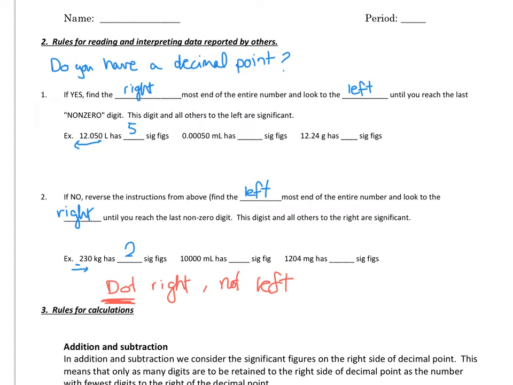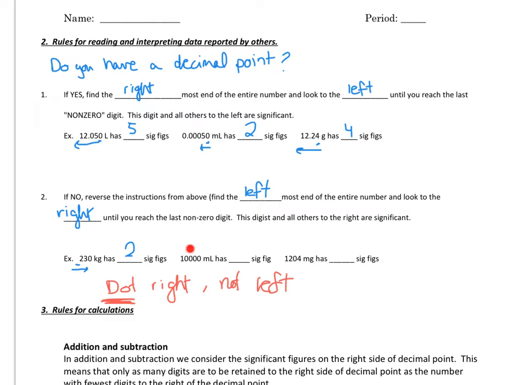Let's go to this one right here. It has a decimal point, so you're going to start at the right. The right of the number is this 0, and you go to the left until the last non-zero digit, which is that 5. So that 5 and 0 are significant, so that's 2 sig figs. Next one, 12.24. Again, decimal place, so you start at the right and go to the left. That 1 is your last non-zero digit, so that would include the 1, the 2, and the 4. So that's 4 sig figs.